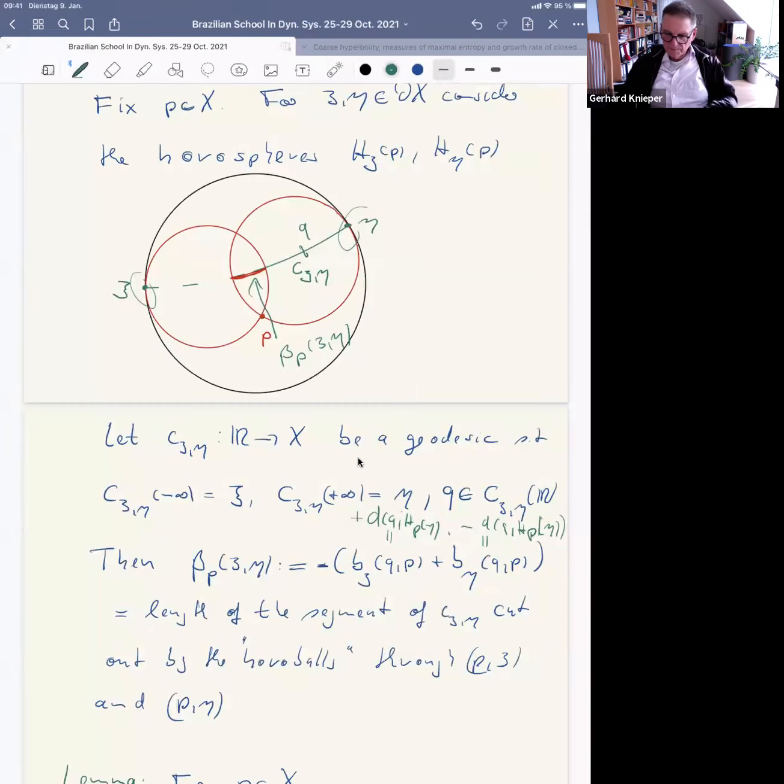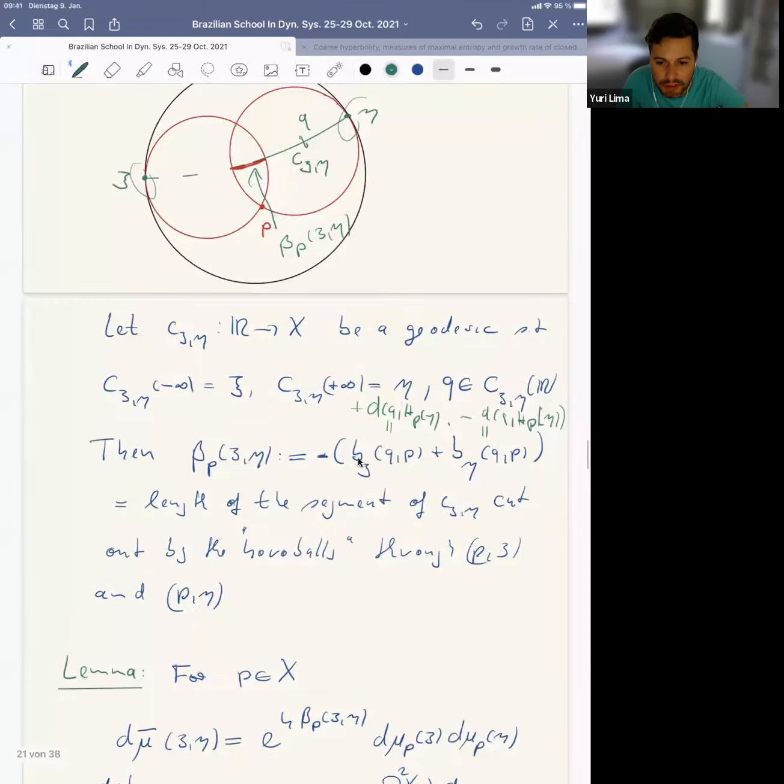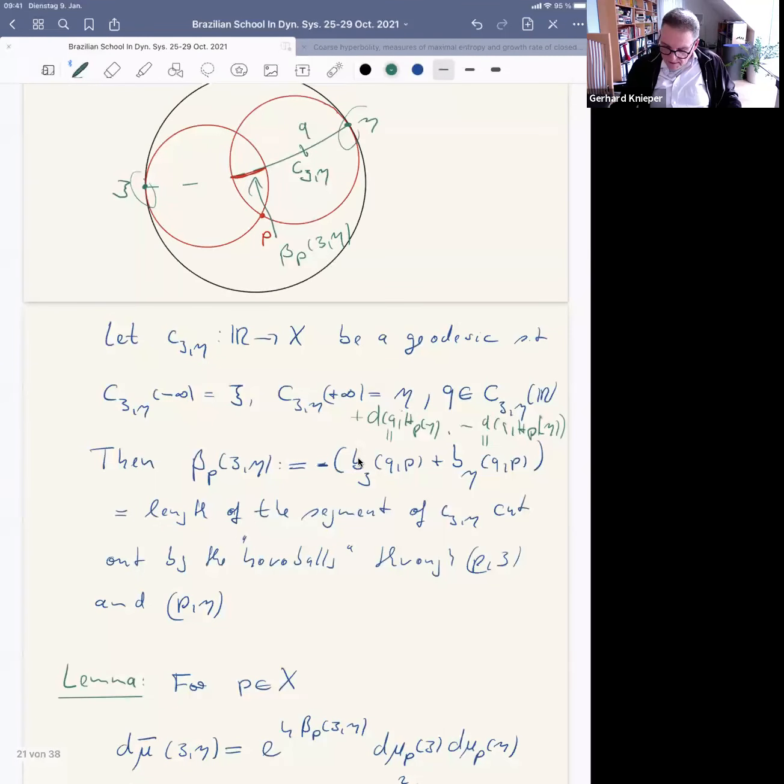And what's remaining is really the length of this geodesic, which is cut out by the two horoballs. So maybe I did not explain it well, but that's what's coming out. I guess that the first one is H_P zeta, right? Yeah, exactly. The first one is zeta, yeah.